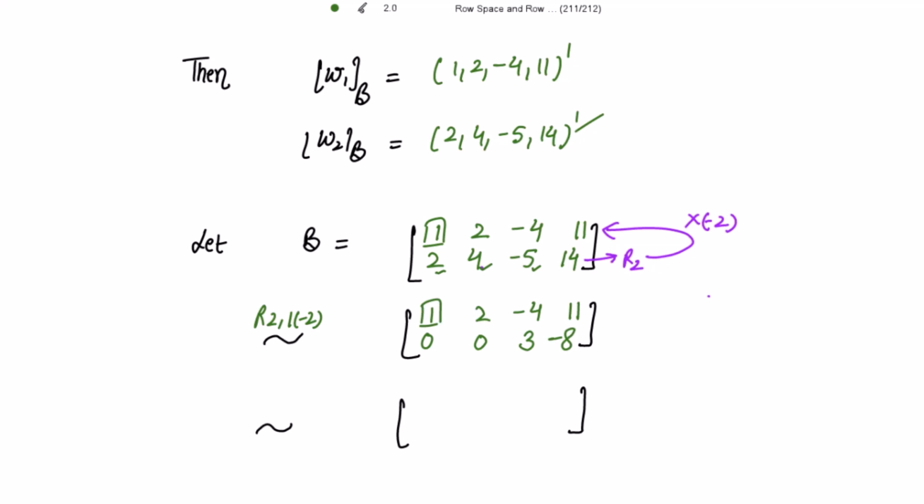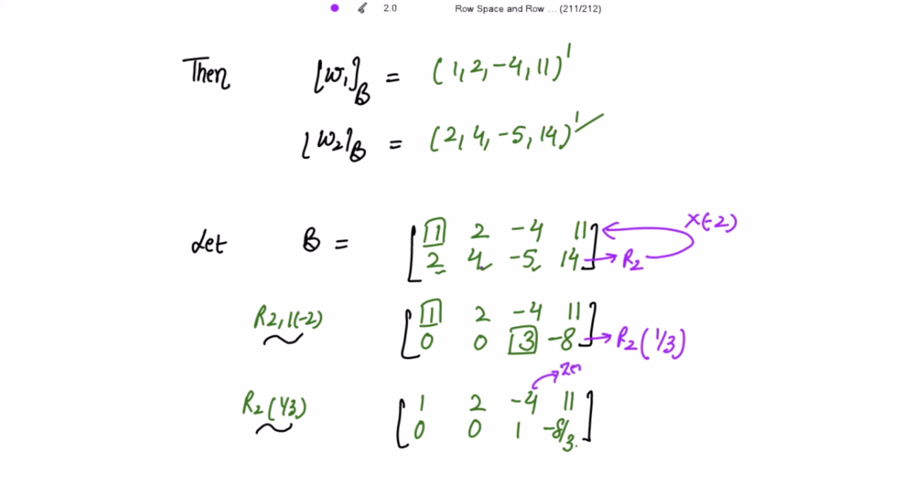To get the leading element for the second row, we need to make this 3 to be 1 and the other element to be 0. To get 1 in place of 3, row 2 needs to be changed, multiplying its elements with 1 over 3. So writing the first row as it is and applying the operation on the row 2 by multiplying its elements with 1 over 3. So this is 0, 0, this becomes 1 and -8 multiplied with 1 by 3 is -8 over 3. Right? Okay, now required to get 0 in place of -4.